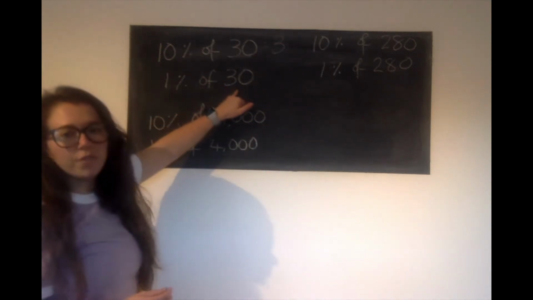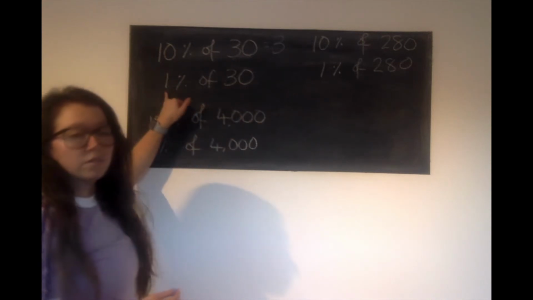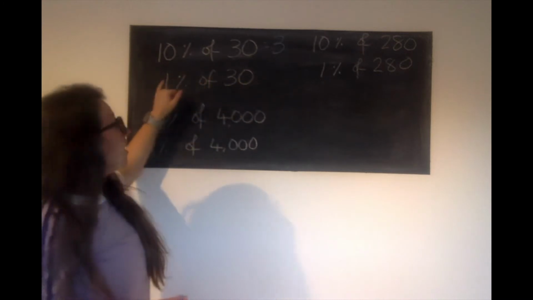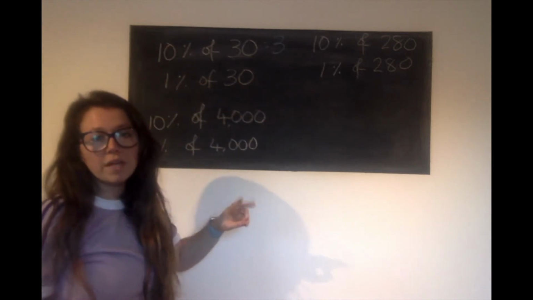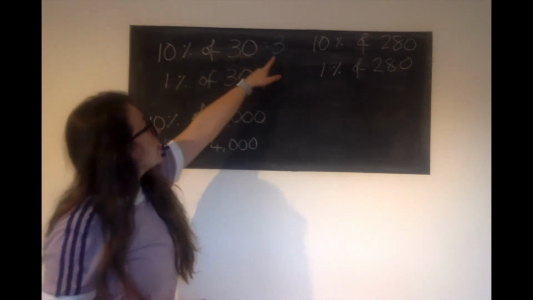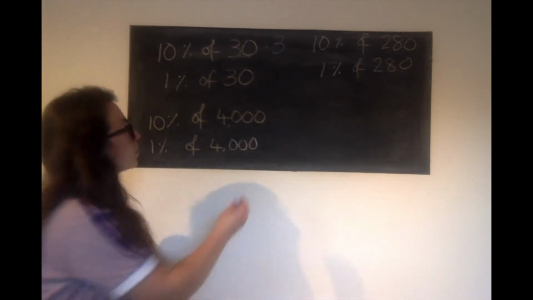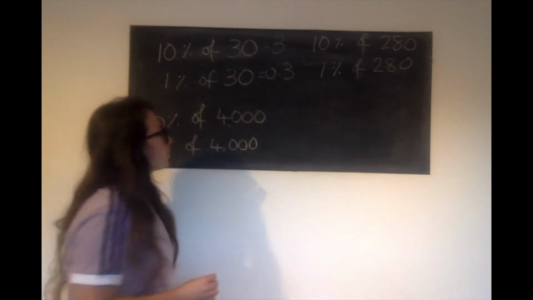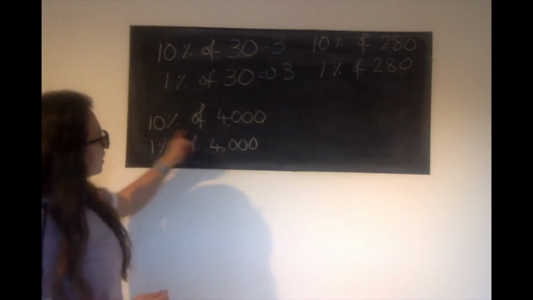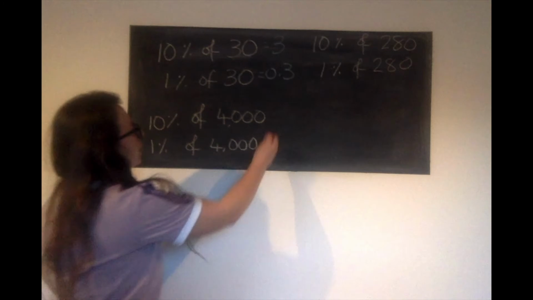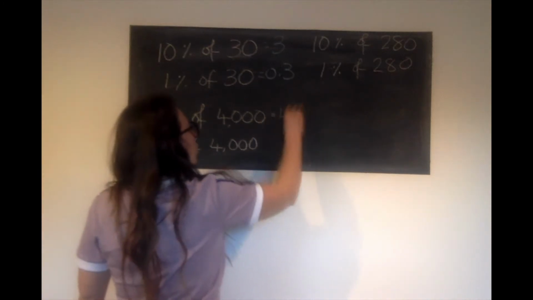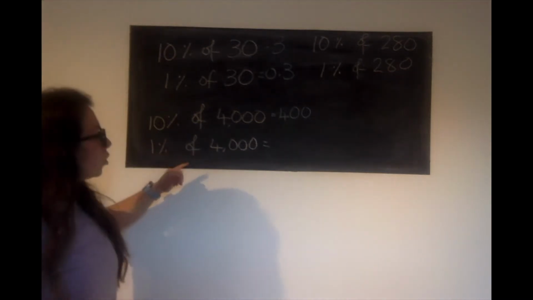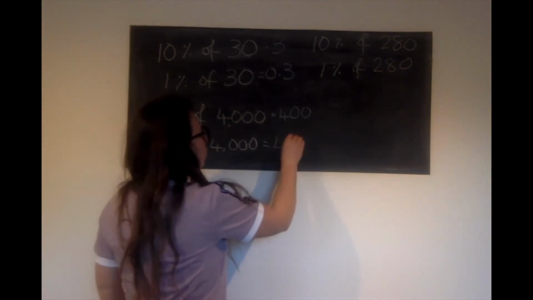Now 1% of 30. Well, to find 1% of something, my 100% is 30, so I've got to divide it by 100. Now that's 2 places to the right. So if 10% is 3, we're going to make it 10 times smaller, so it gives us 0.3. So now we've got a bigger number, 10% of 4,000, so dividing it by 10 gives us 400. And then this time we've got 1%, so dividing it by 100, and that gives us 40.